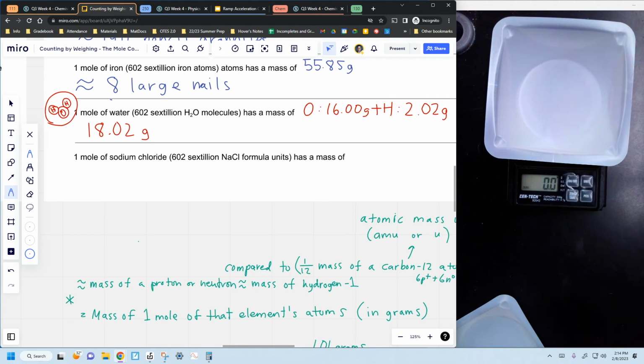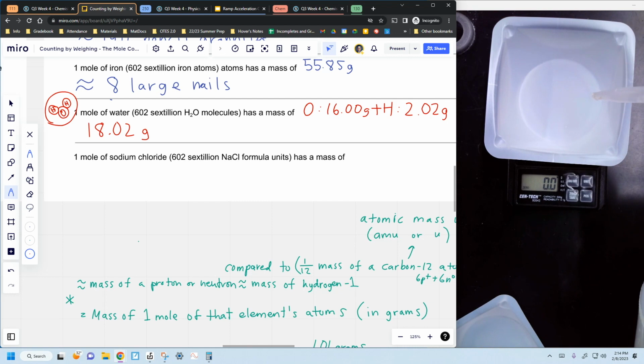I'm going to measure it out the same way. Zero my balance and start adding water. My target is 18.02 grams, or around 18.0 on this particular balance. Let's see how close I can get.